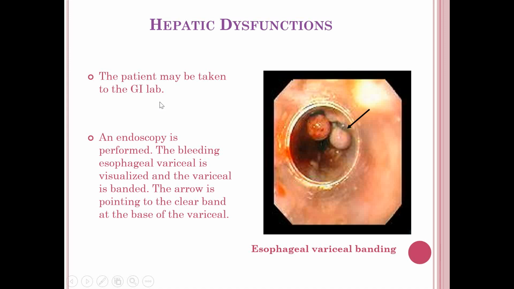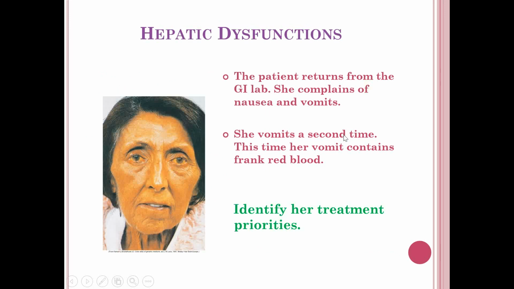And one during the procedure is what's known as esophageal banding. So again, when you look here, this is a picture of the esophagus. You can see how these varices are massively dilated in the esophagus, and this one is bleeding. And so the physician can put what almost looks like a rubber band around that varix, and that is one way to stop the bleeding.